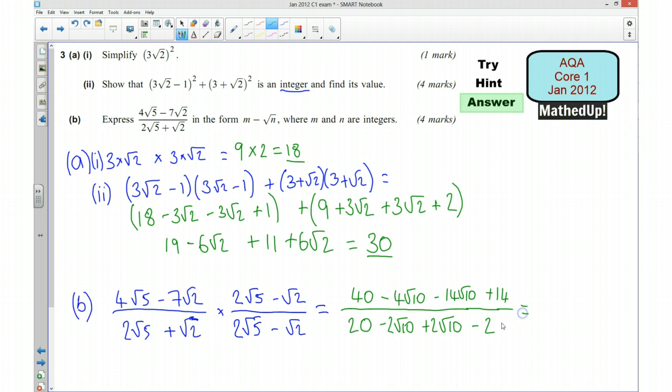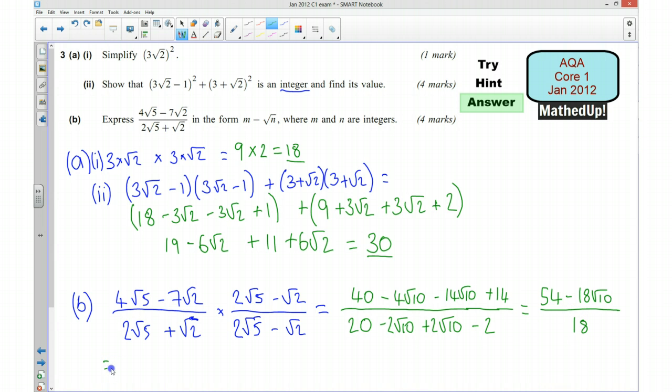Okay, and that's going to be equal to, well, if I simplify this here, that's going to be 54 take away 18 root 10. And the denominator, well, these two parts will cancel each other out, and I'll have 20 take away 2, which is 18.